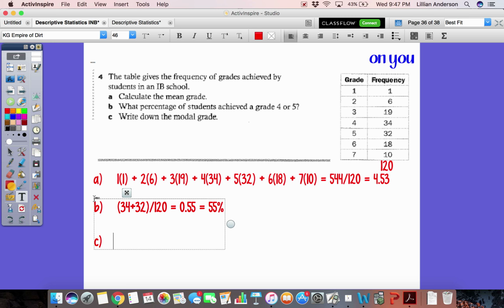And the last one says write down the modal grade. Remember, the modal grade is the grade that shows up the most, that has the largest frequency, and that would be 4. And that's it. So hopefully measures of central tendency with frequency tables wasn't too challenging.